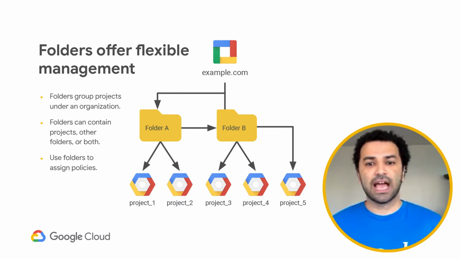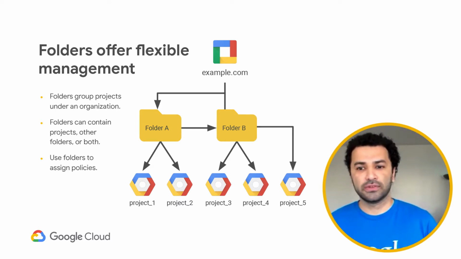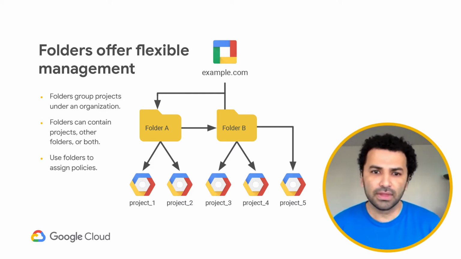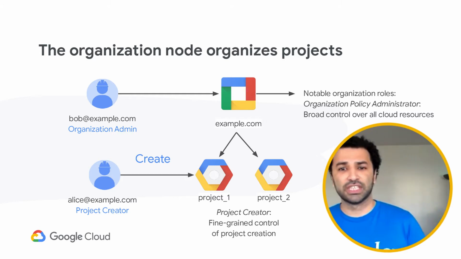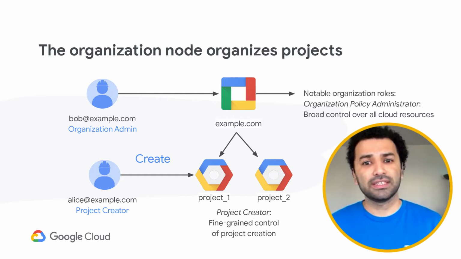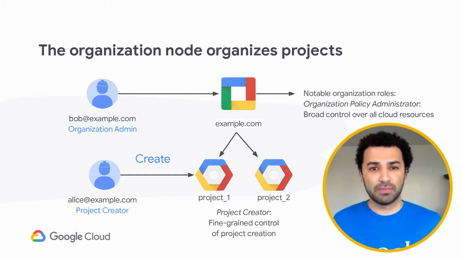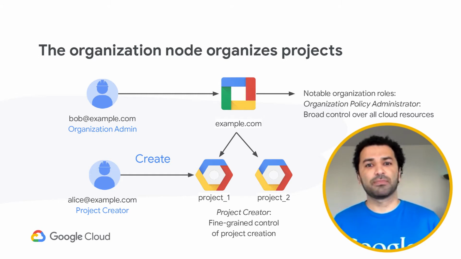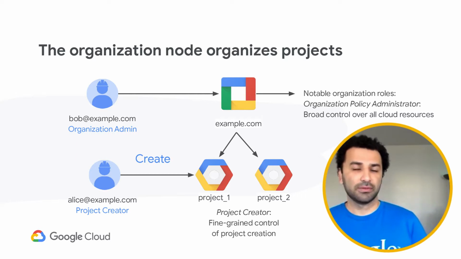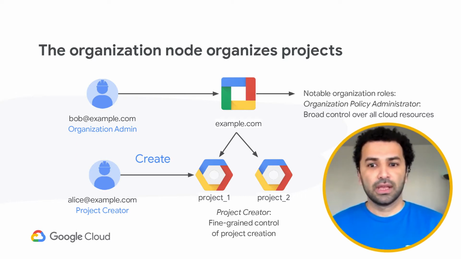Folders let teams have the ability to delegate administrative rights so that they can work independently. There are some special rules associated with it. For example, you can designate an organization policy administrator so that only people with privilege can change policies. You can also assign a project creator role, which is a great way to control who can spend money on what.